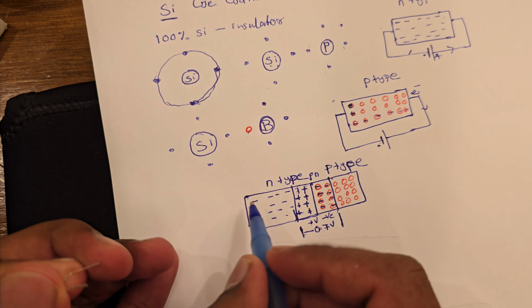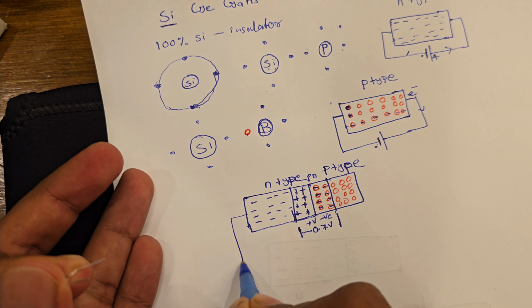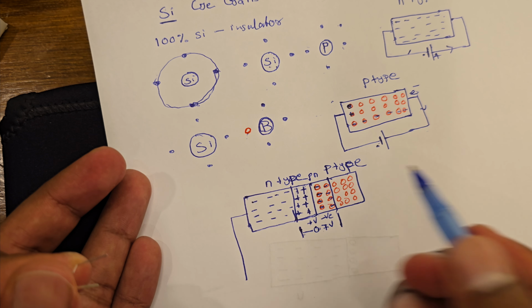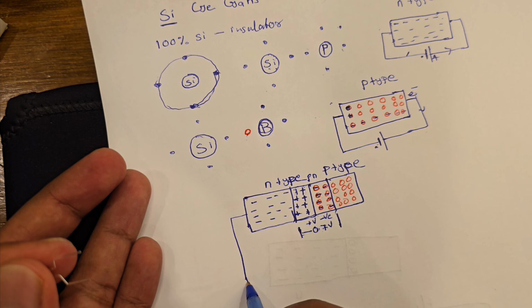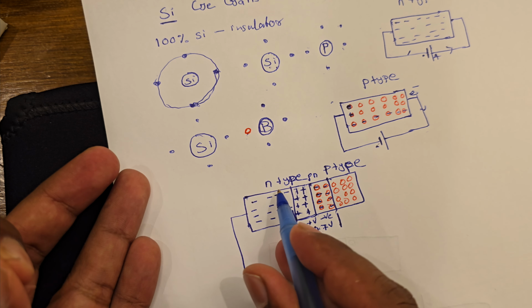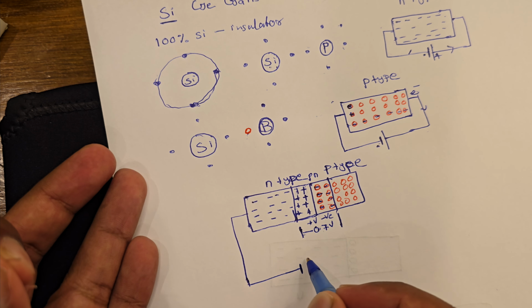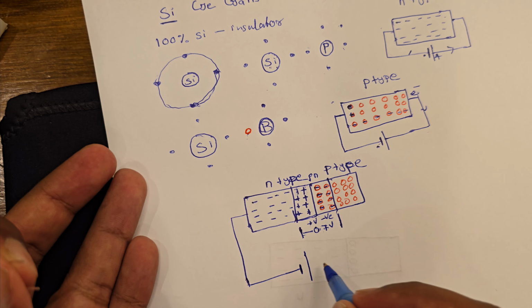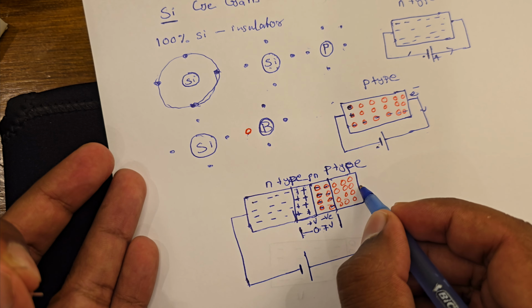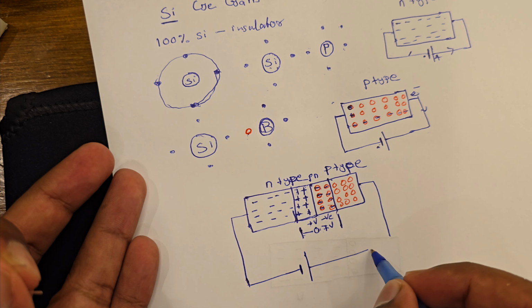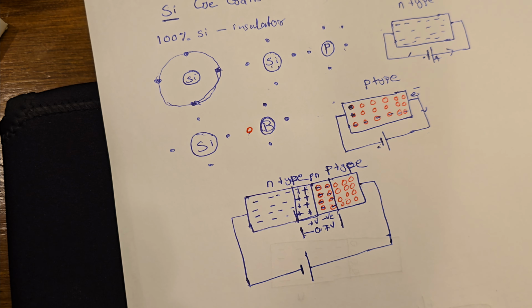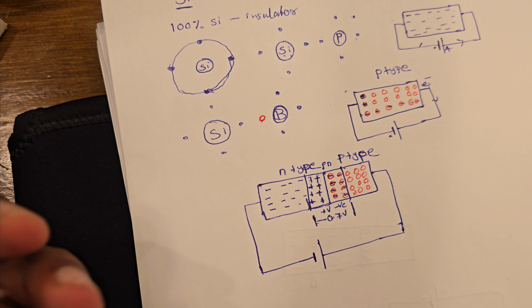So what happens if we connect a battery to this setup? So this is a p-n junction diode, by the way. I'm connecting the n-type to the negative terminal of the battery, and the positive terminal of the battery is connected to the p-type semiconductor. So what will happen?